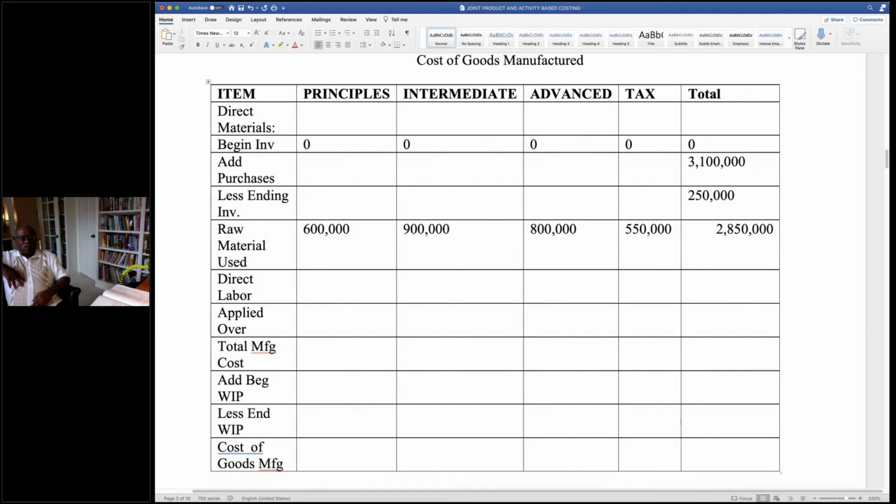And then we're going to go ahead and input their labor that we get from the journal entries for each one. So for principals, they had 22,000. Intermediate had 28,000. Then $110, and then 90,000.